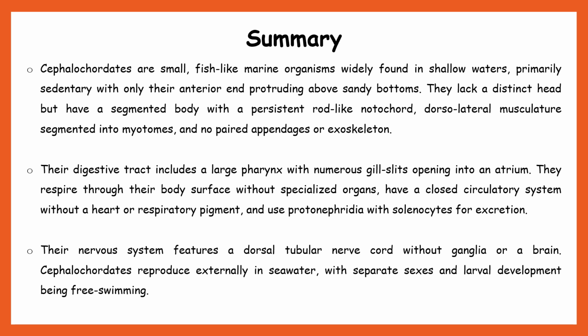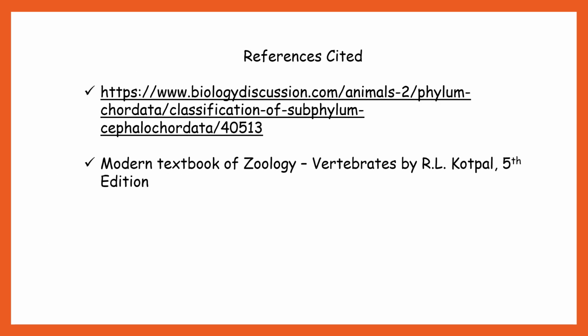They respire through their body surface and they have a closed type of circulatory system without heart. And excretion is performed by protonephridia as well as solenocytes. Their nervous system features a dorsal tubular nerve cord without ganglia, and the brain is very poorly developed. And cephalochordates reproduce externally in seawater, their sexes are completely separate, with an indirect type of development because it includes a larval stage.